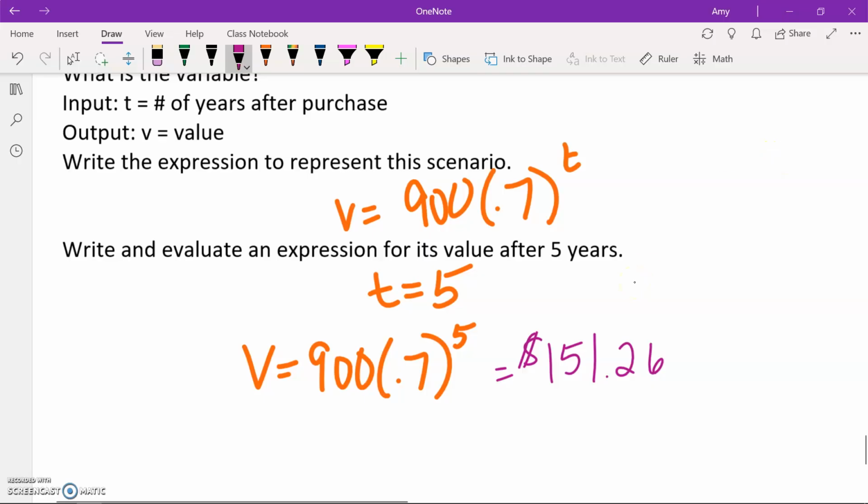And that is some examples for how you can write expressions and functions based on a word problem for exponential functions. Thank you.